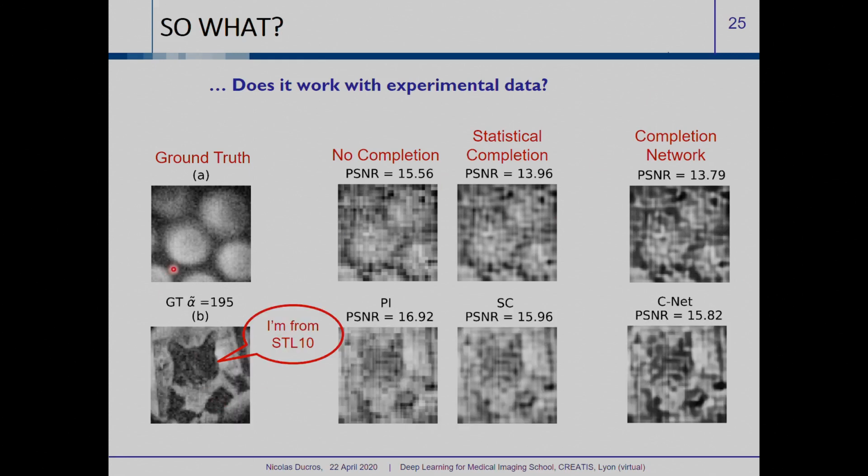So this may not work because we are considering an image that was not included in the STL10 dataset. To test this hypothesis, we also acquired an image from the STL10 dataset, and this is what we obtain. Once again, pseudo-inverse, statistical completion, and completion network. And as you can see, the results are not very good. In terms of PSNR, for instance, the completion network is not performing very well, and probably the best performing method is the pseudo-inverse solution, which is a bit disappointing.